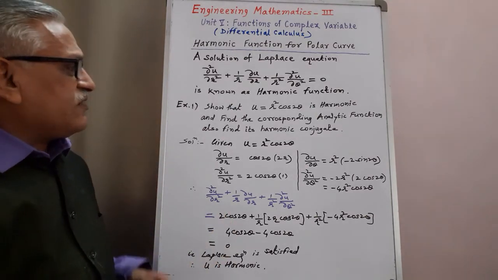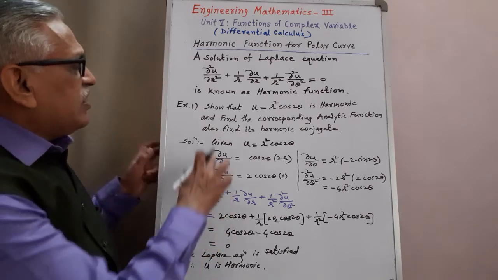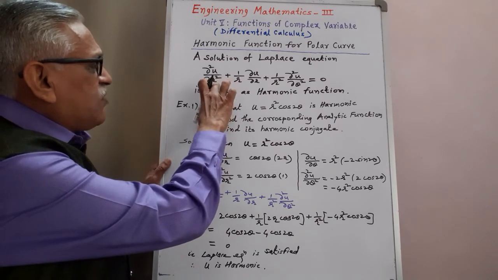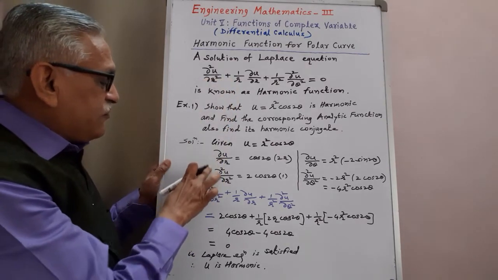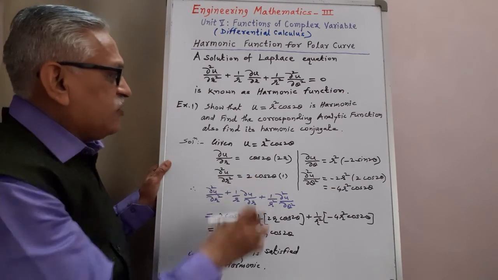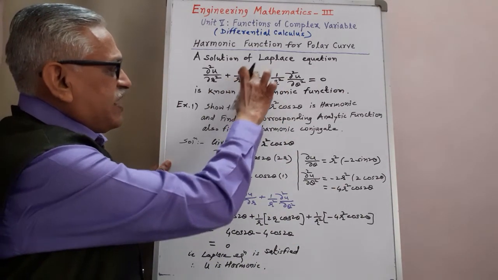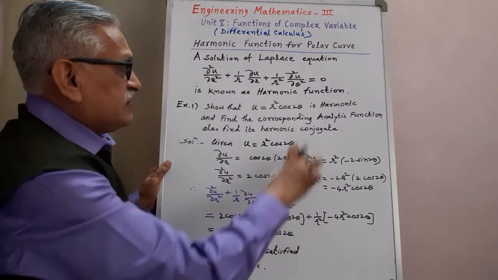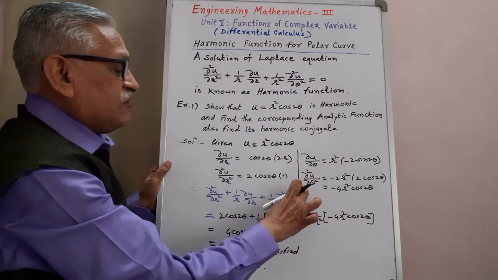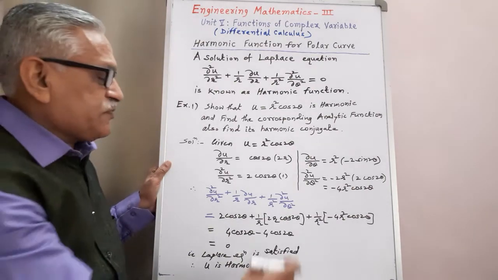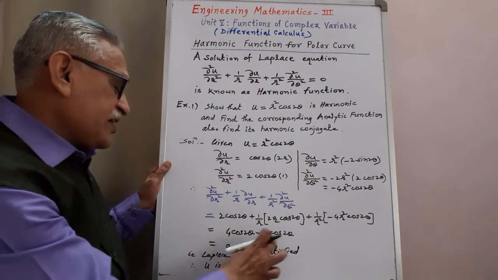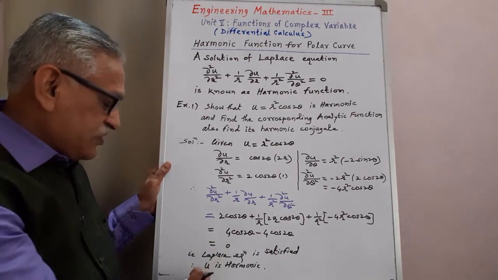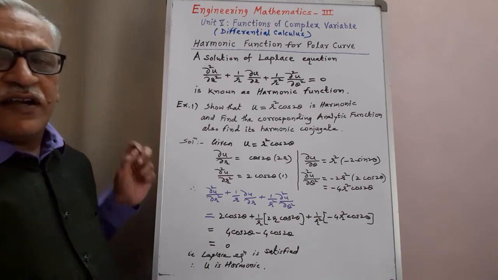Therefore, once again quickly I will repeat the steps what we have to perform. We have to prove that this Laplace equation is satisfied, for which we have to obtain the value of ∂²u/∂r². By differentiating it twice with respect to r, we get that value. Plus 1/r ∂u/∂r, plus 1/r² ∂²u/∂θ². We can obtain that value by differentiating it with respect to θ twice. And if we get the sum as 0, means that Laplace equation is satisfied, and as Laplace equation is satisfied, u is harmonic. That is the first part.